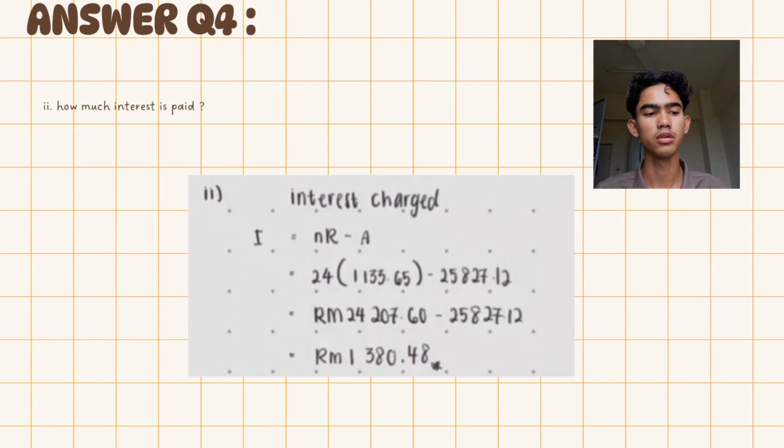Question 2. How much interest is paid? For us to find the interest charge, we're going to use the formula I equivalent to N multiplied by R minus A. And then we got that our N is 24 multiplied by R, that is 1133.65, and minus A, that is 25,827.12. And calculate it, and our answer will be 1,380 ringgit and 48 cents.